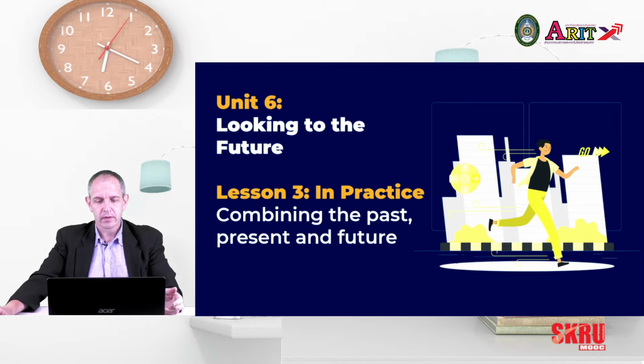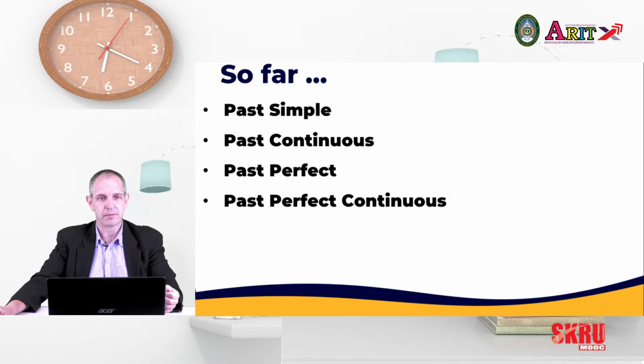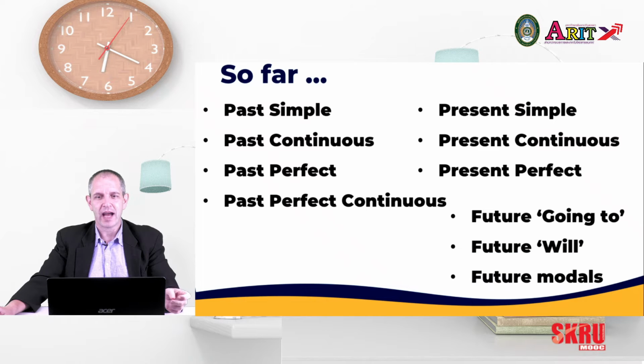So far, some of the tenses we've looked at during this course are past simple, past continuous, past perfect continuous. In present tense, we've looked at present simple, present continuous, and present perfect. And in the future, we've looked at future going to, future will, and the future modals. So let's look at putting them all together, because when we study, we usually do one at a time.